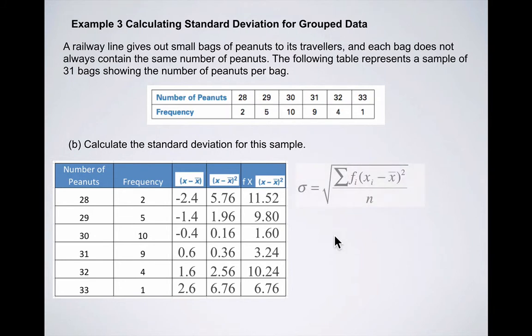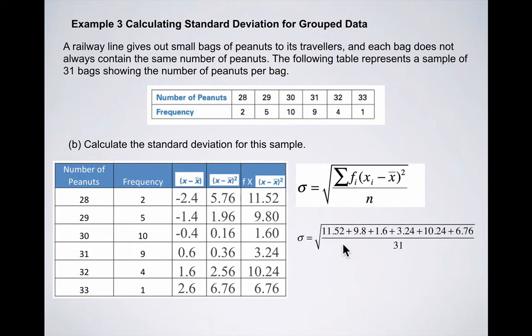So now what you do is, to calculate the standard deviation, we take the sum of this column and divide by n. So in other words, here's the sum of the column, divide by n, and then you take the square root. And again, n would be 31 here, or 30 if you considered it as a sample, and you get a standard deviation of 1.18.